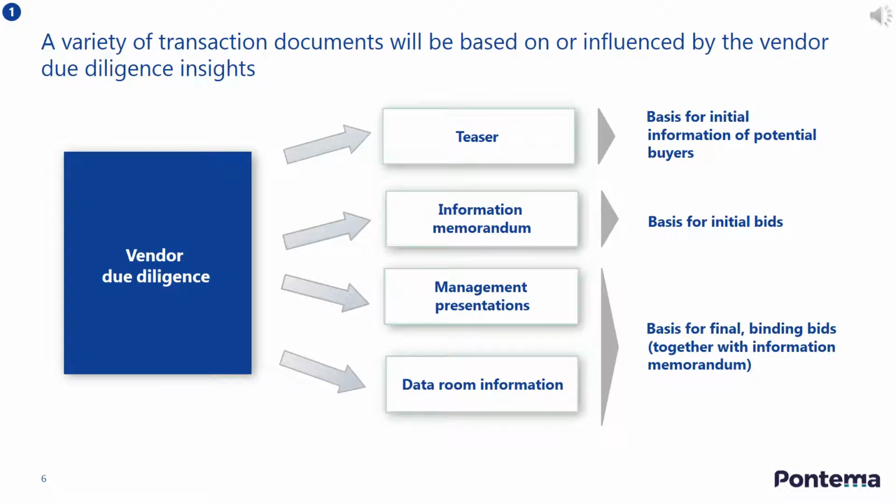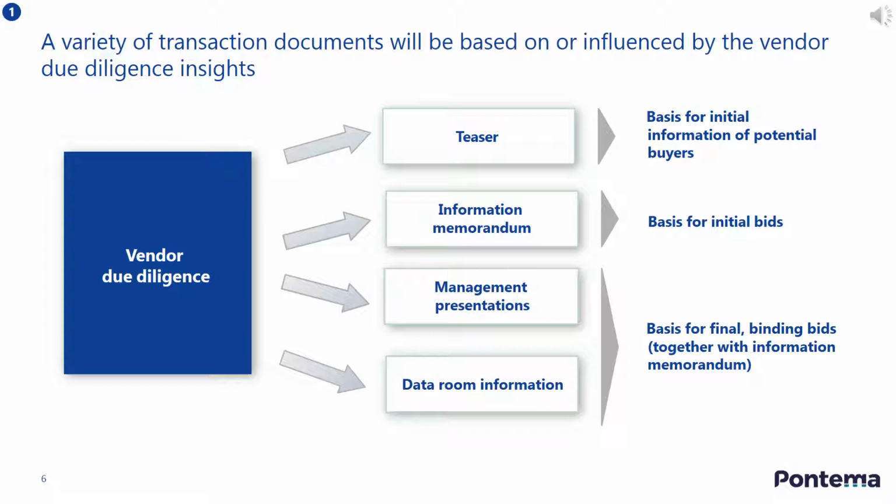During the transaction process, a variety of documents will be based on or influenced by the vendor due diligence insights. The teaser 2-page document is issued to the list of prospective buyers, giving a general outline of the opportunity. The serious buyers will sign a non-disclosure agreement and then receive more detailed information memorandums and management presentations, providing a basis for initial bids.